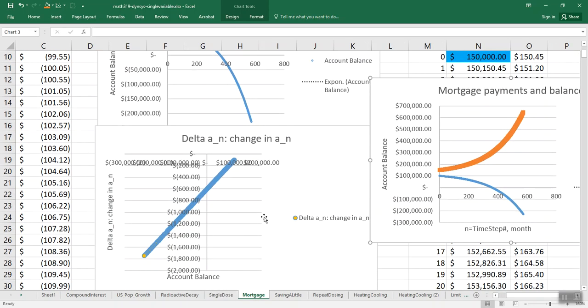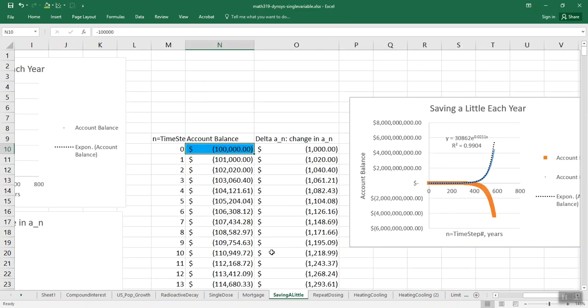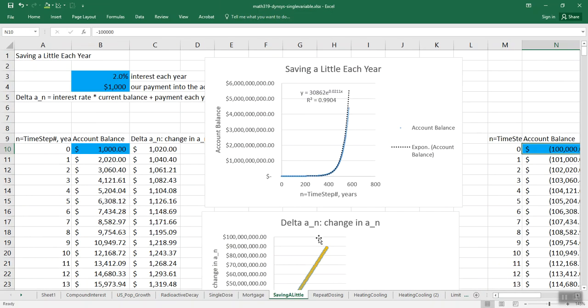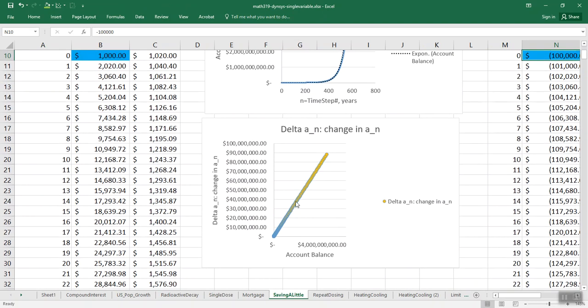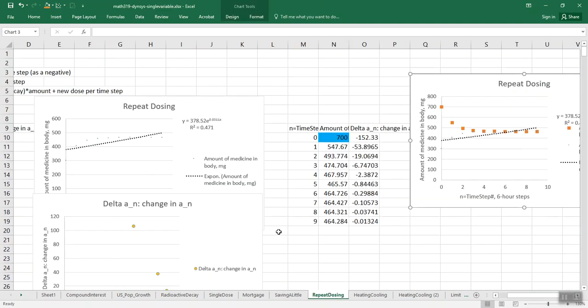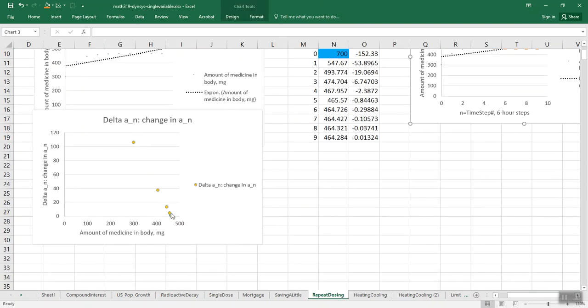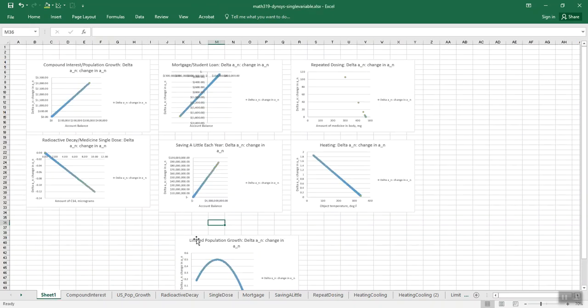Here's the delta graph for mortgage. Saving a little. There's our delta graph. Repeat dosing. There's our delta graph. That looks a little different. So anyway, I've collected all of these here, and I labeled them.